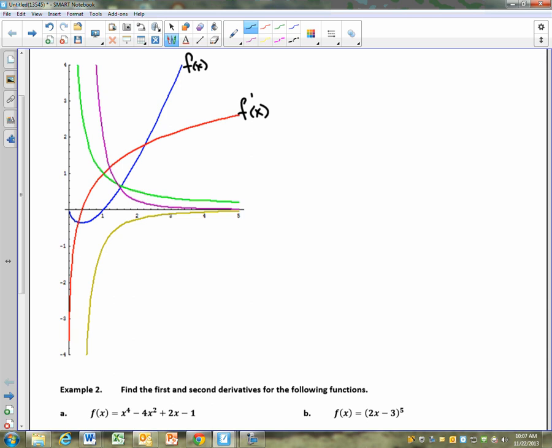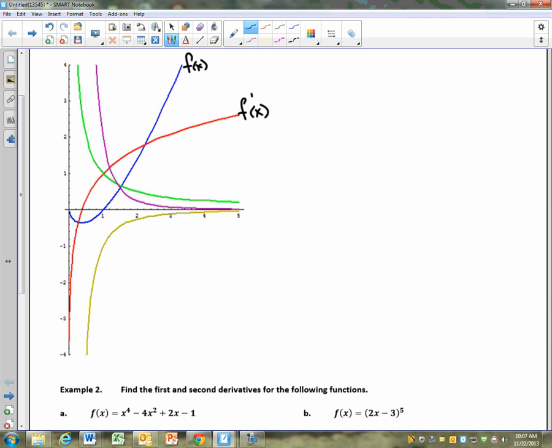So look at the red graph. Now we're going to take the derivative of that. The derivative is always positive or always negative, so it's always going to be above the x-axis or always below. Above. So it has to be which? The purple, green, or yellow. Either the purple or the green, right? So let's just try this now real quick, okay?